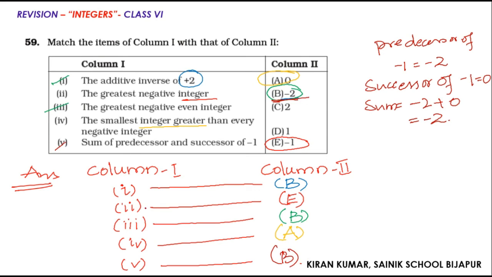So let me read all the answers. For 1 it is B, for 2 it is E, for 3 it is B, for 4 it is A, for 5 it is B.